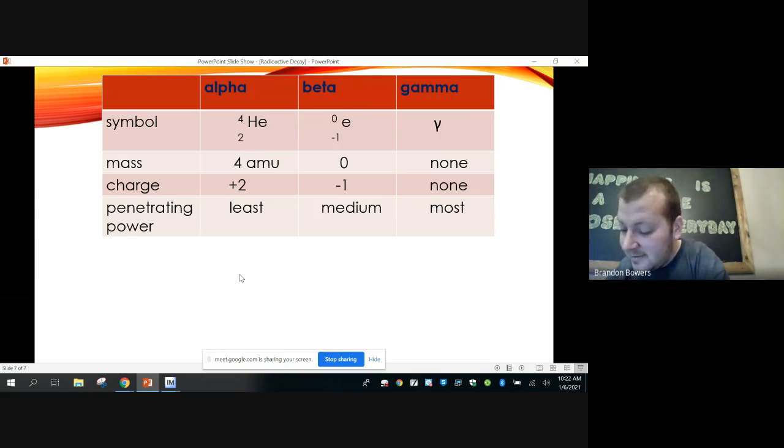It actually won't even penetrate paper. All right, so I'll give you a second to write that down.